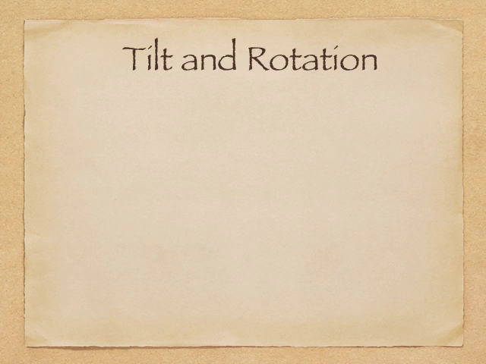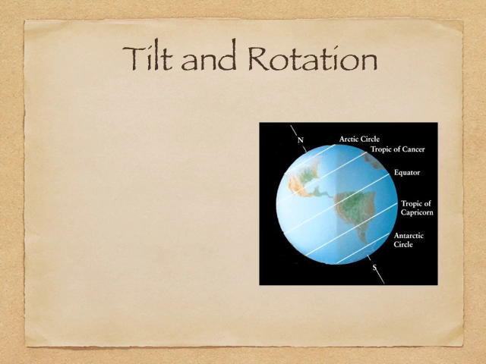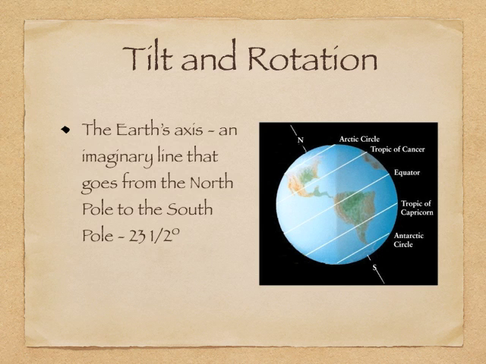So starting off with the Earth's tilt and rotation. If we're looking at this little picture right here, we have the Arctic Circle, Tropic of Cancer, Equator, Capricorn, and the Antarctic Circle. And you notice how the Earth is tilted. This is the Earth's axis, an imaginary line that goes from the North Pole to the South Pole at 23.5 degrees. This is where the rotation of the Earth takes place.